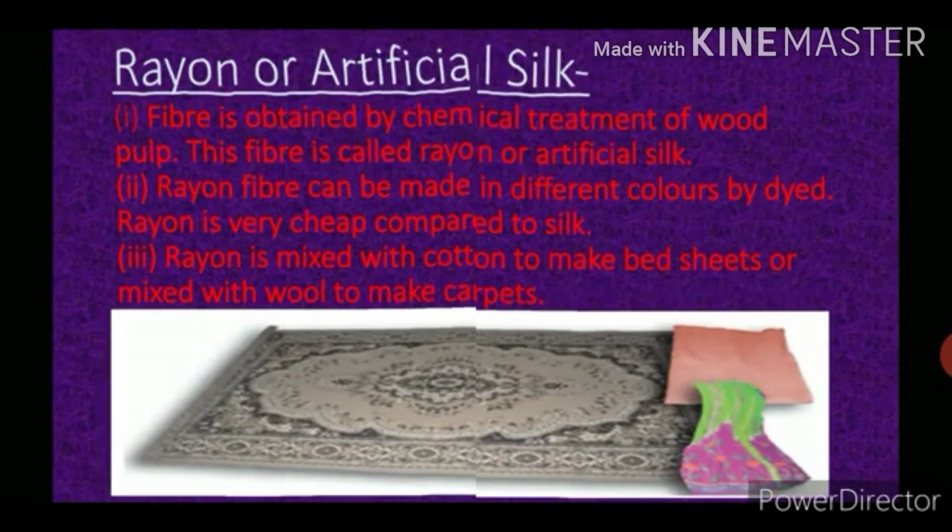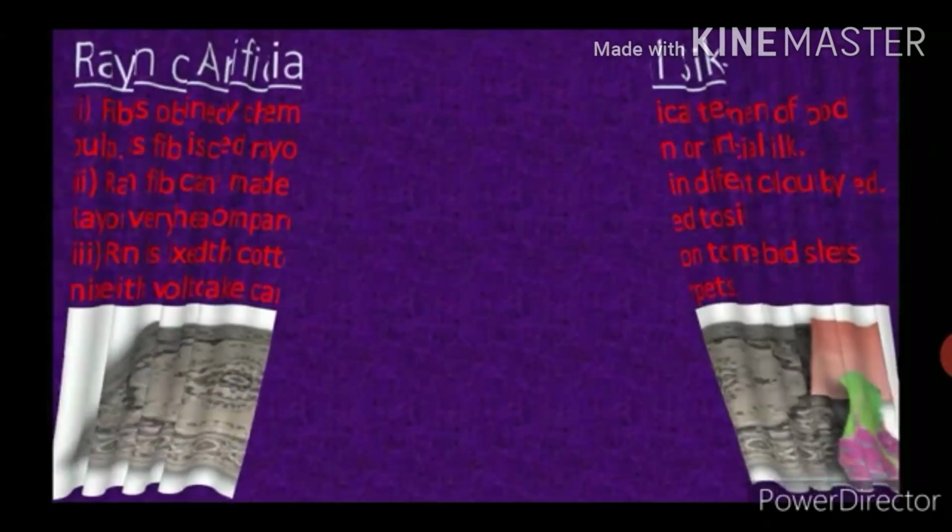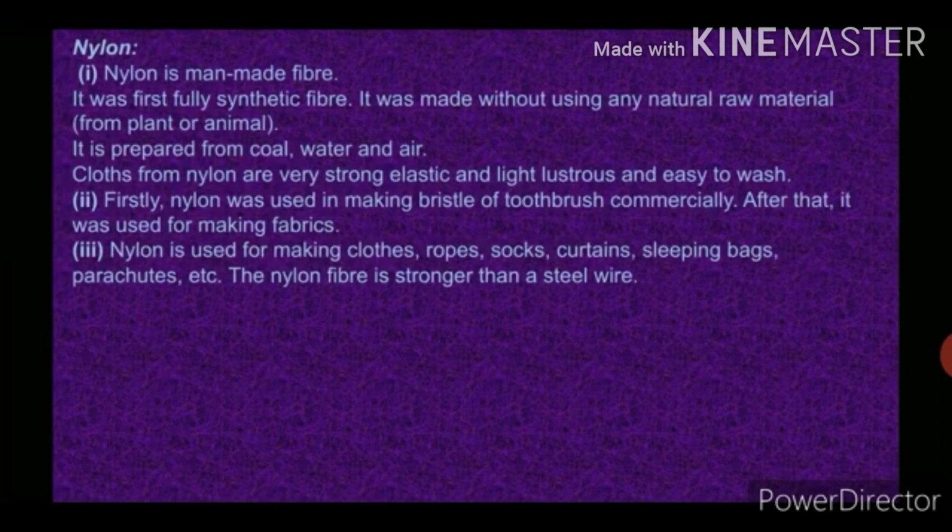Now, coming to the next fiber, nylon. Nylon is another synthetic fiber which is so strong. It can be used for rock climbing because of its strength. In fact, nylon fiber is stronger than steel wire. It was made without using any natural raw material. It is prepared from coal, water and air.